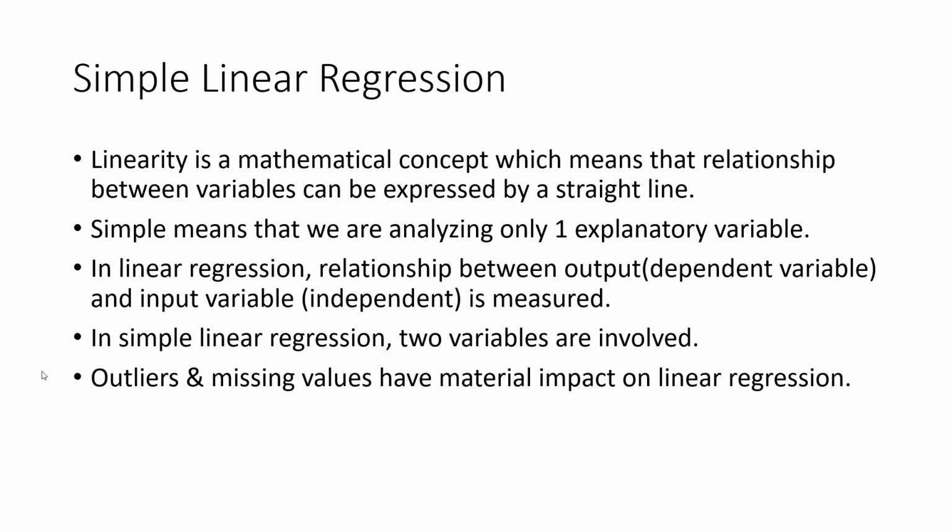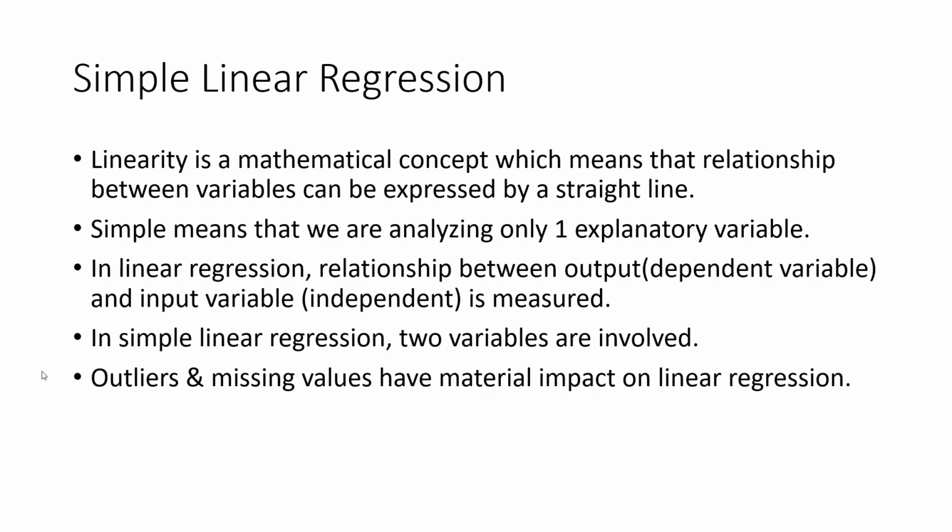A relationship could be directly proportional or inversely proportional. For example, in the case of speed and distance, if we increase the speed, distance will increase. This is a directly proportional relationship. But if we have a relationship where, if we increase the independent variable, the output, that is our dependent variable, goes down, then the relationship is inversely proportional.